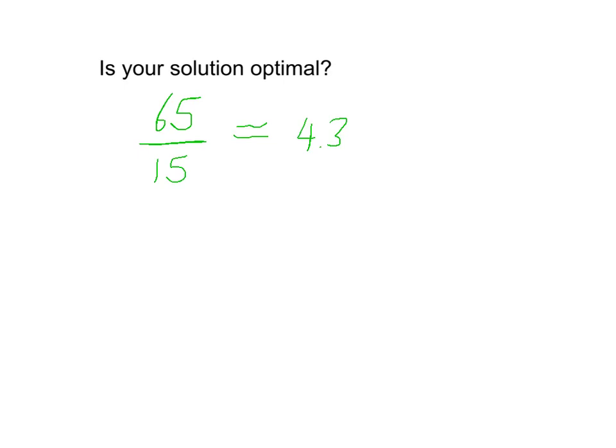4.3. And that tells us that the lower bound is 5 bins, because we couldn't get it into 4 bins, so we would need a lower bound of 5 bins. So in all 3 of our bin packing solutions, we did find an optimal solution, but that won't always be the case.